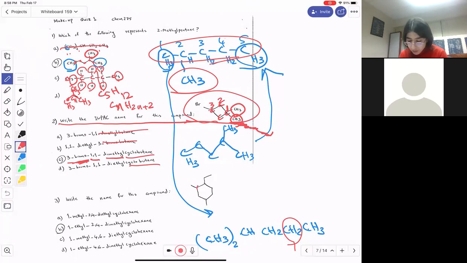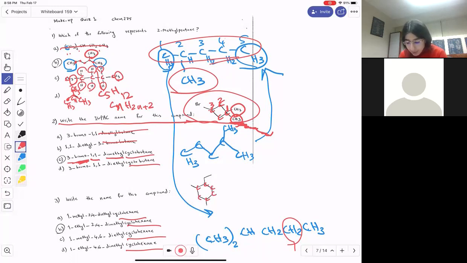Let's work on this one. 1, 2, 3, 4, 5, 6. It would be cyclohexane, right? And here I actually didn't help you much. I wrote cyclohexane on all of them. But where should you start naming the branch? That can be tricky, right?